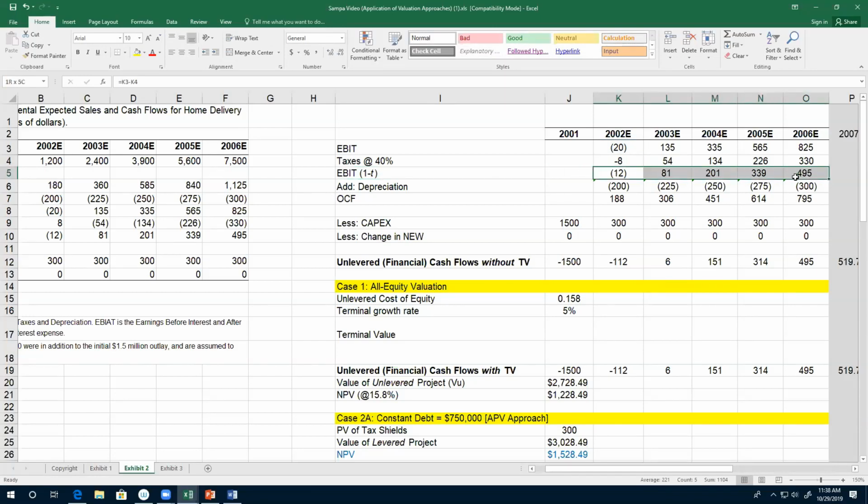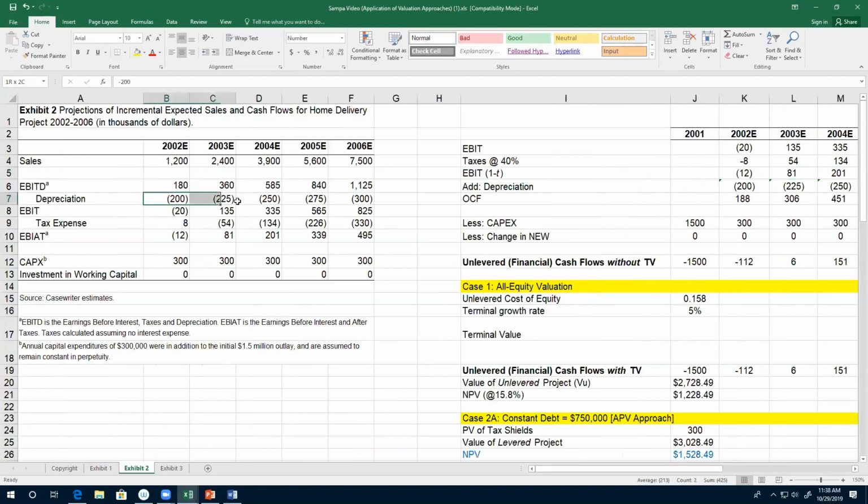So I'm getting all of that. This is just EBIT times 1 minus the tax rate. For my depreciation figures, fortunately, those are given in the case as well. This is again one of the pieces of information that is given in the exhibits. So I'm putting that down over here.